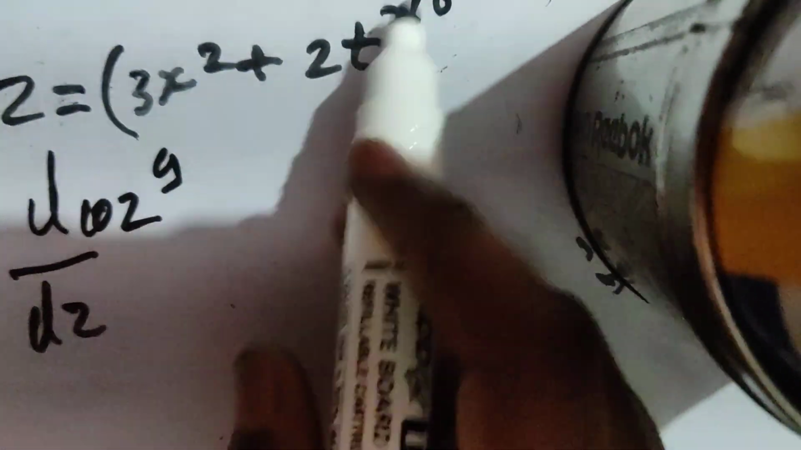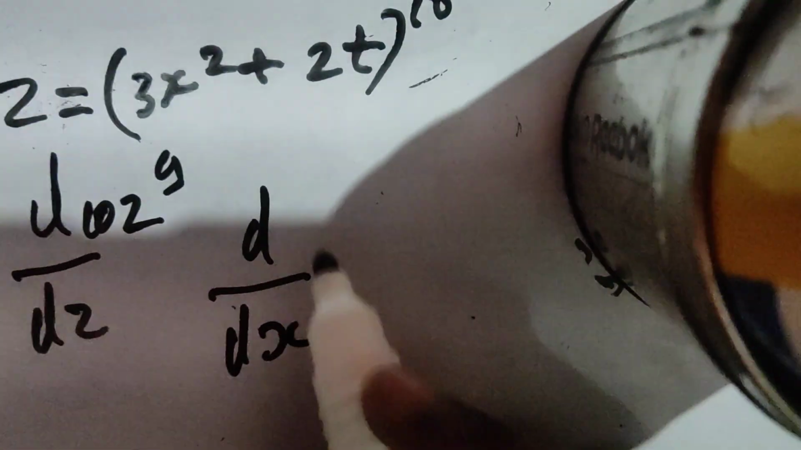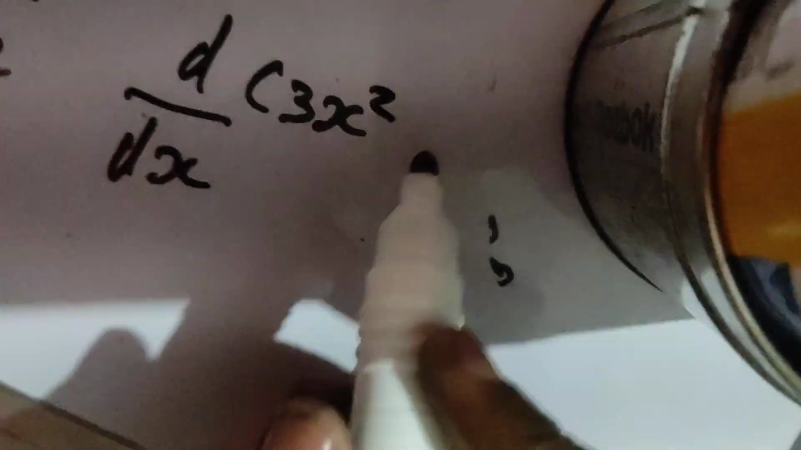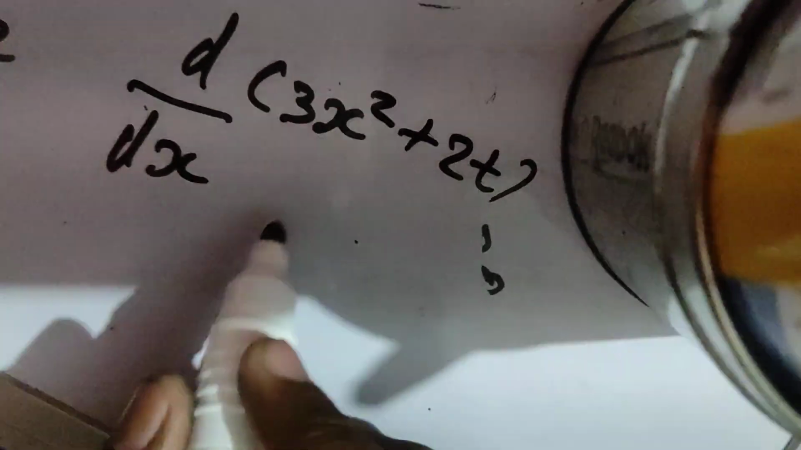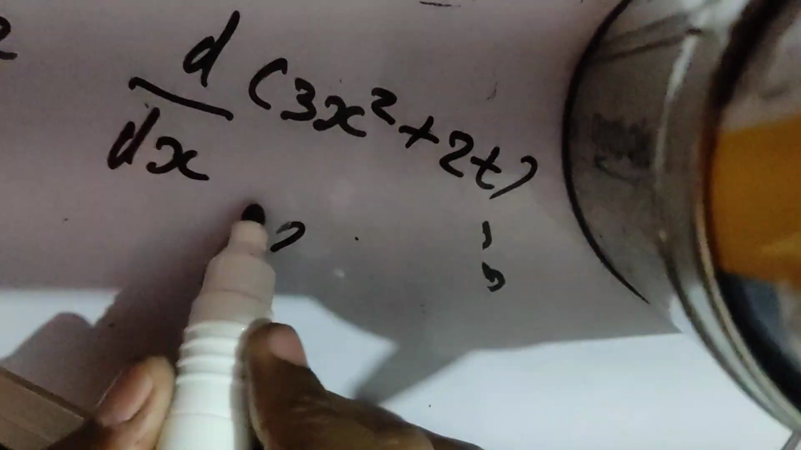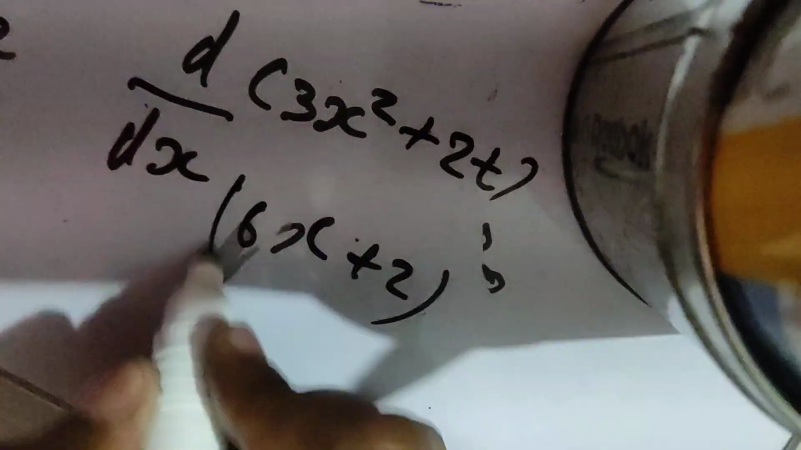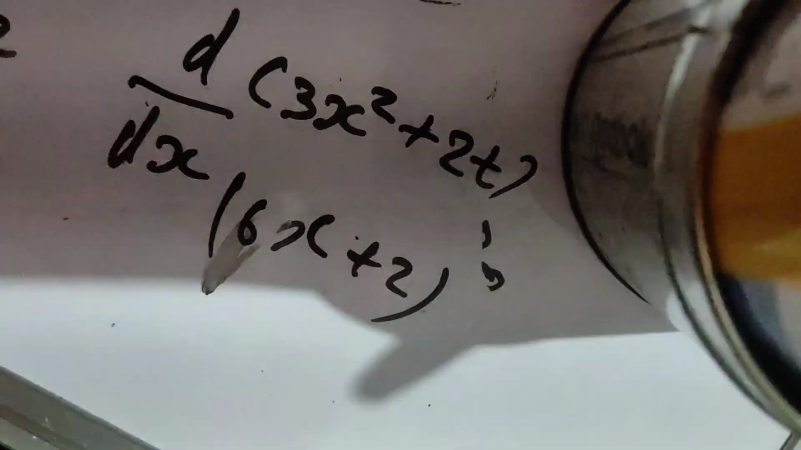So now we'll differentiate this alone, not with the power, right? Let me differentiate this, dz as a function of x. So we'll put this value 3x squared plus 2t. Now we'll differentiate. It becomes 6x plus 2, right? We get those values. Now we'll put these values in the formula and make a product of it, right?